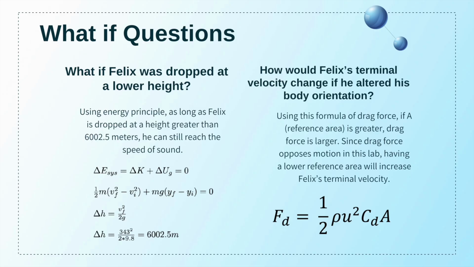The second question is, how would Felix's terminal velocity change if he altered his body's orientation? Using the formula 1/2 times the density of the fluid, which is air in this lab, times velocity squared times drag coefficient times reference area, which is the area of the object that's facing the direction of motion. Therefore, if A is greater, drag force is larger. And since drag force opposes motion in this lab, having a lower reference area will increase Felix's terminal velocity.